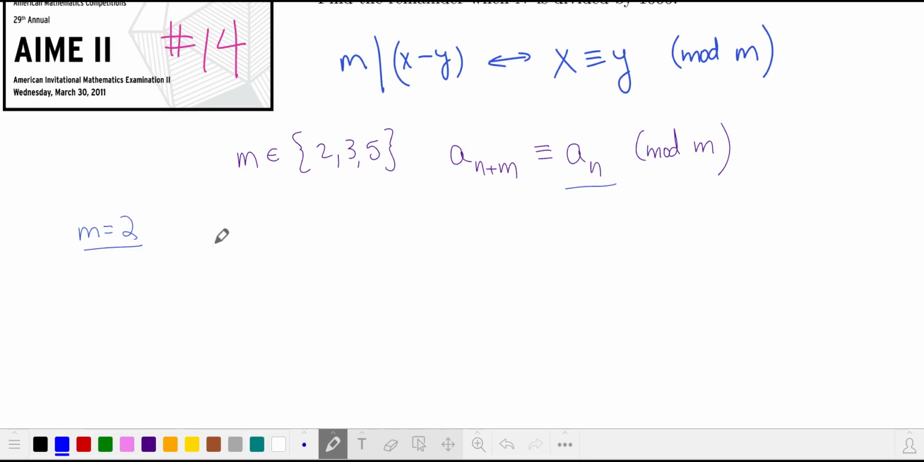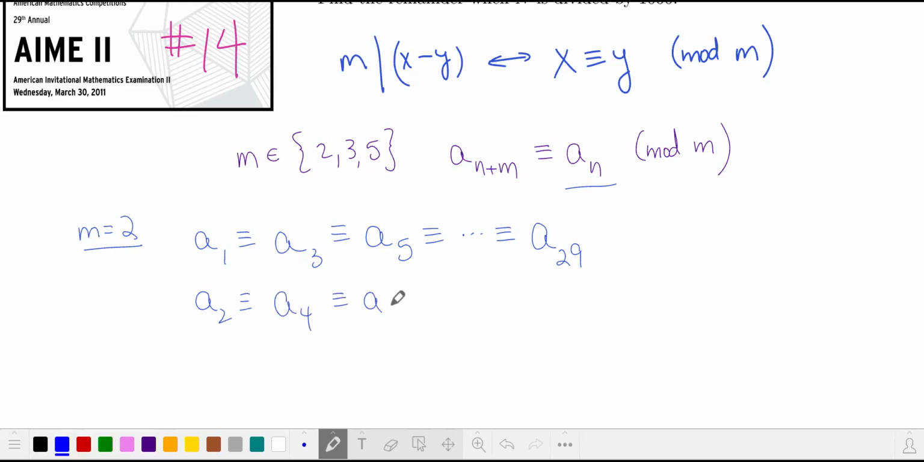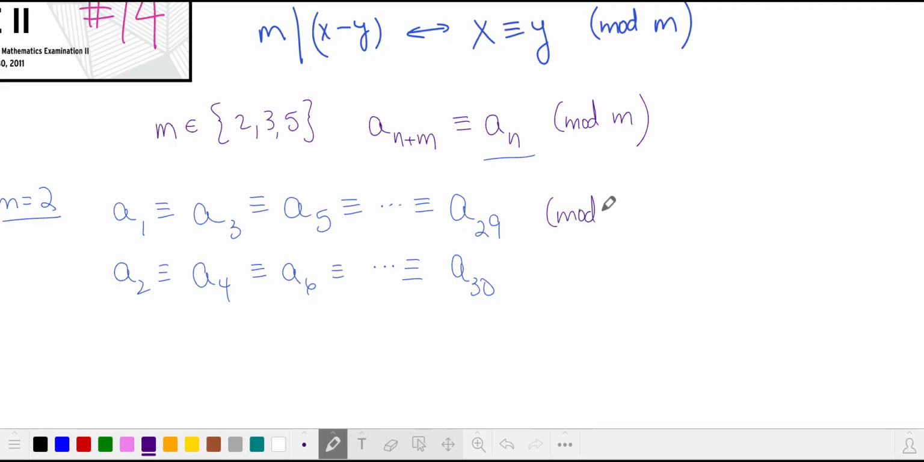Let's start with m equals 2. And we'll start with n equals 1. Then we have a sub 1 is equivalent to a with a subscript 2 more than 1. So 3, 5, and so on to our last odd subscript, 29. If we start with n equals 2, we can add 2 more to this, and then we get all the even subscripts up to a sub 30. These are all equivalent in mod 2.